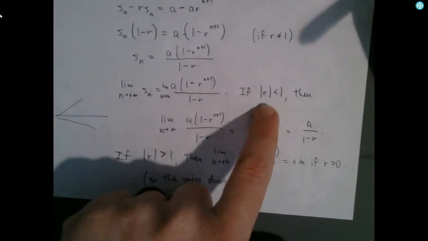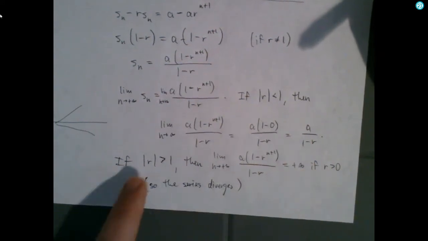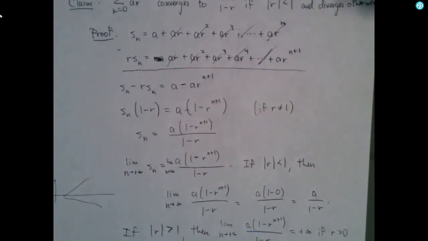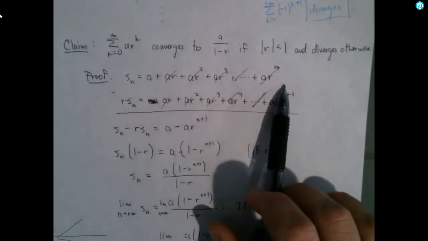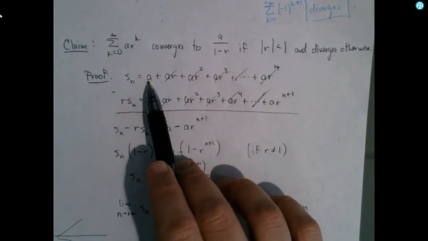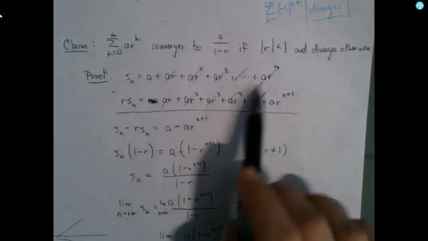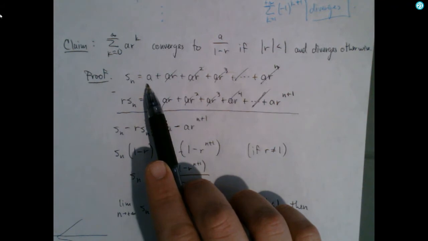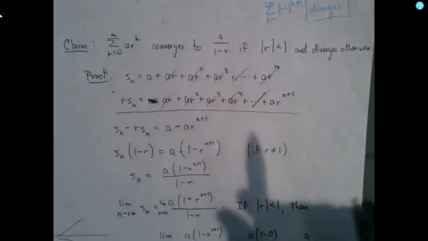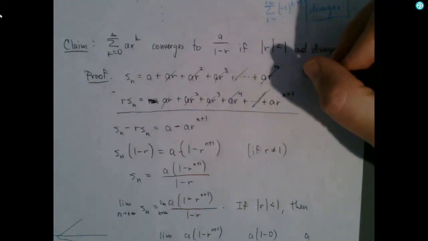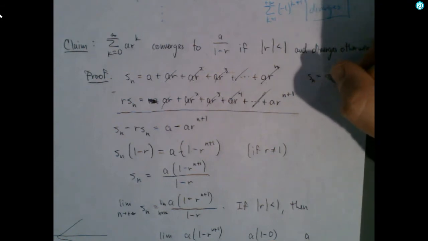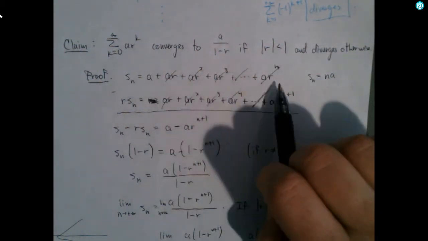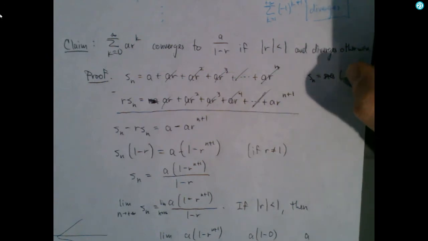So if the absolute value of r is less than 1, the series converges to a over 1 minus r. If the absolute value of r is greater than 1, the series diverges for sure. What if r equals 1? That's the one case we didn't talk about. Let's look back at the partial sum up here. If r equals 1, then this would just be a plus a plus a plus a, so you're just adding a number to itself a bunch of times. That's going to grow without bound. So if r equals 1, then s sub n would have to equal n times a, because you would have a plus a plus a, n times, actually n plus 1 times, n plus 1 times a.